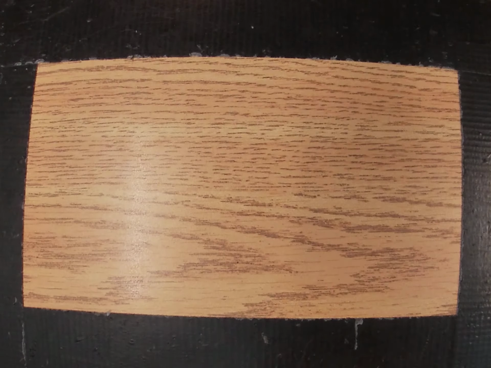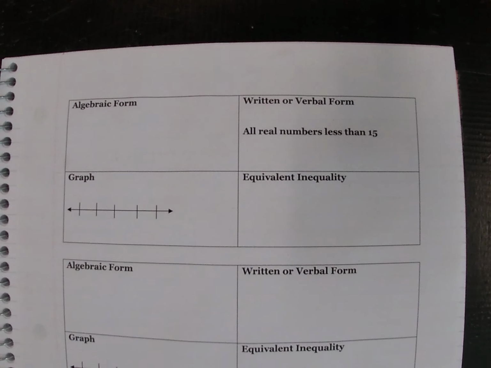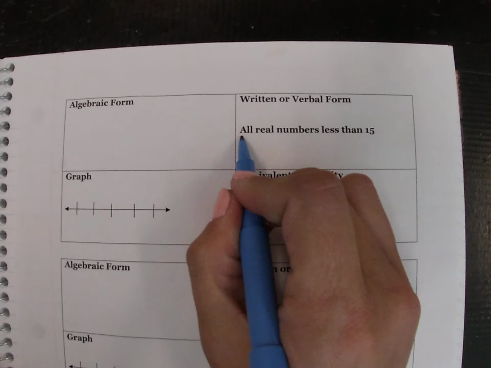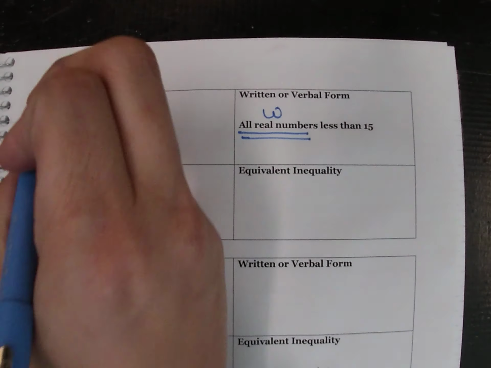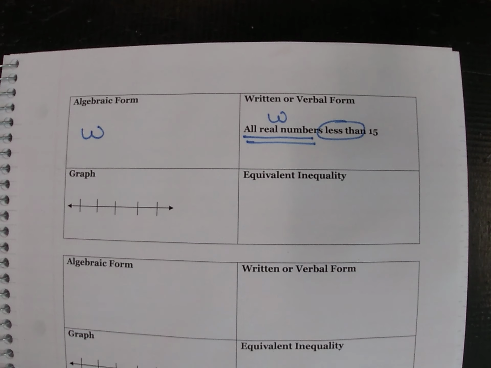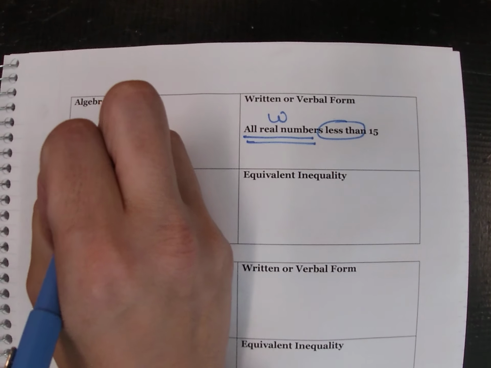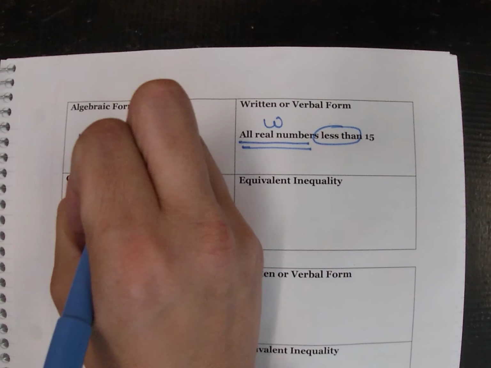Okay, so let's look at this in some other situations. Let's say we have all real numbers less than 15. So we want all of the numbers less than 15. All real numbers is telling us that we can pick any variable. X, Y, let's pick a different one. Let's pick W, and we want to do less than. So we're going to use our less than symbol and the number 15.